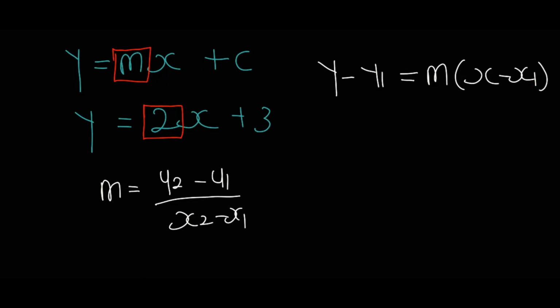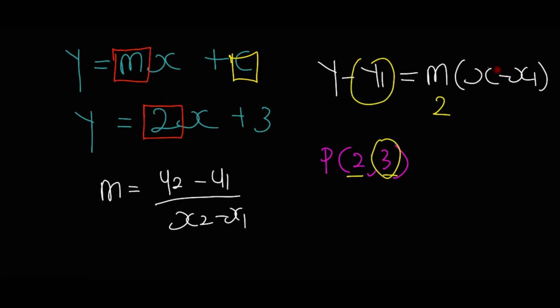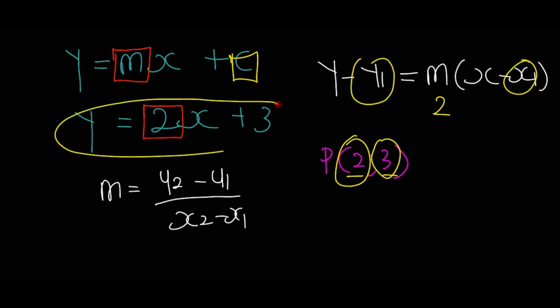So you are given a certain point, for example a point which is (2, 3), and let's say the gradient is 2. If you want to find the value of c, we substitute the point (2, 3): y1 is substituted with 3 and x1 with 2, and then we get the equation. It will be in the standard form this way.